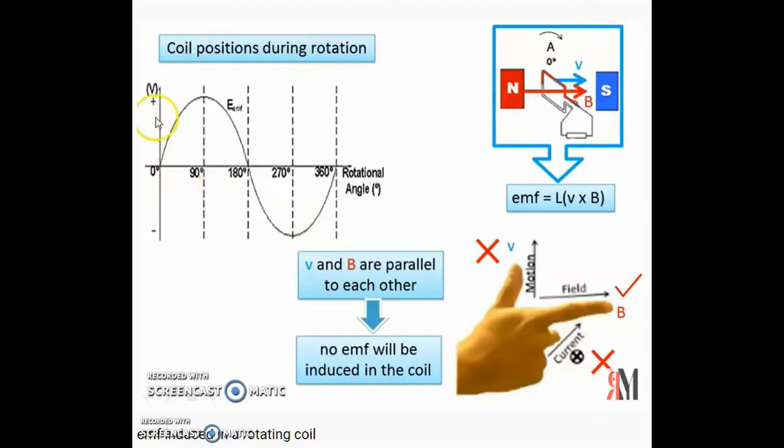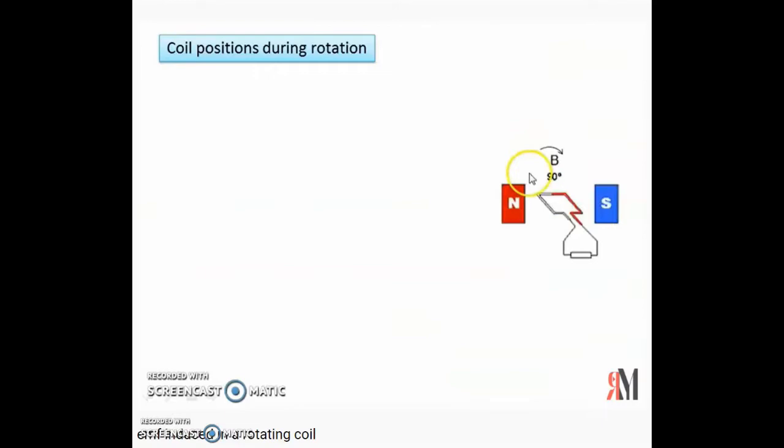So if we sketch a graph of EMF against angles of rotation, we start from the origin, 0, here. The second position is 90 degrees. So now the coil is rotated to 90 degrees. Refer to the red mark here, the line for the coil. This time the V direction is downward.